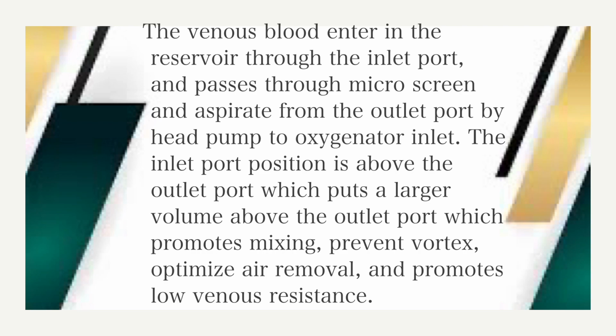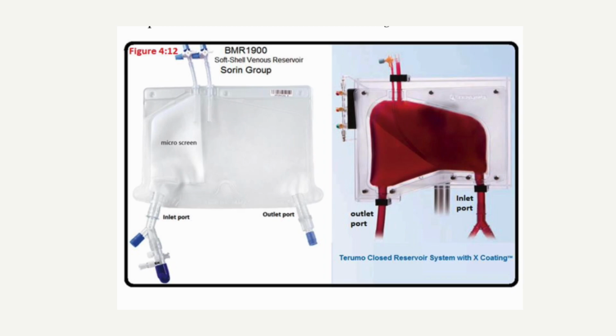The venous blood enters the reservoir through the inlet port, passes through the microscreen, and is aspirated from the outlet port by the head pump to the oxygenator inlet. The inlet port is above the outlet port, which puts a larger volume above the outlet port, promoting mixing, preventing vortex, optimizing air removal, and promoting low venous resistance. Soft shell reservoir, as shown in this figure, has an inlet and outlet port.